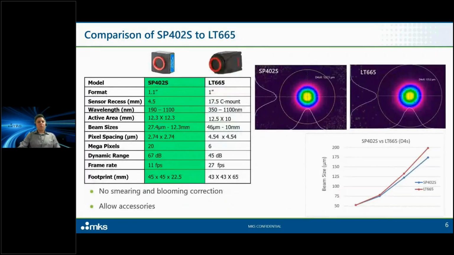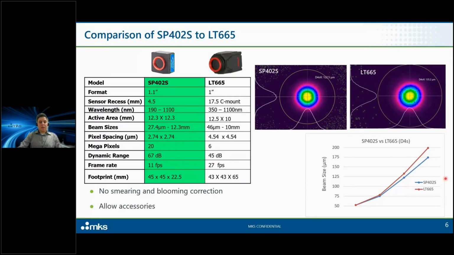Okay, so now the new SP402S, which also has a very well resolved back illuminated sensor. It has quite a wide imager area of 1.1 inch. Actually, the active area is 12.3 by 12.3 millimeters compared to our previous 12.5 by 10 millimeter LT665 camera. Also, the pixel spacing is just 2.74 microns, enabling measuring beams as small as 27.4 microns and up to 12.3 millimeter top-hat beams. The dynamic range is much wider than the previous camera, the LT665. It is now 67 decibels compared to 45.